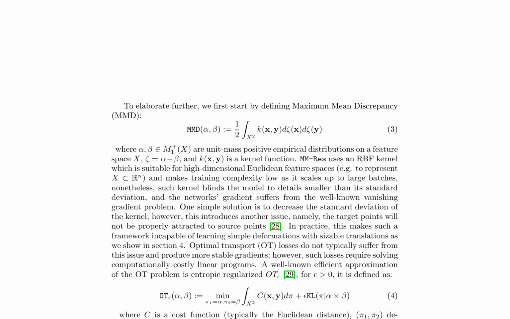Maximum mean discrepancy, MMD, is defined as a measure of discrepancy between two probability distributions, alpha and beta, in a feature space X, using a kernel function k(x, y). However, MMD has limitations, such as being sensitive to the choice of kernel and suffering from the vanishing gradient problem. Optimal transport, OT, losses, on the other hand, do not have these issues but are computationally costly to solve.